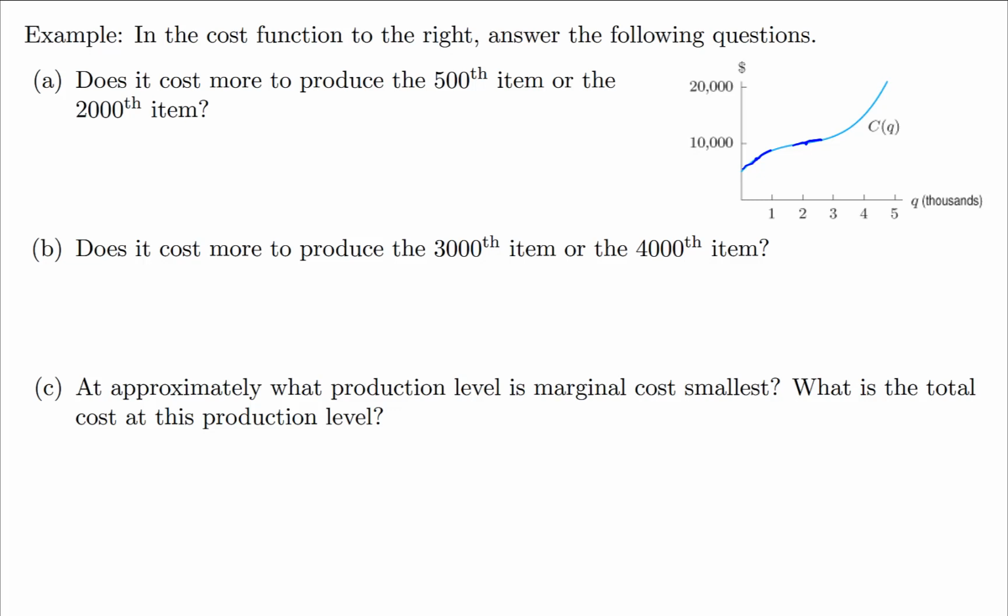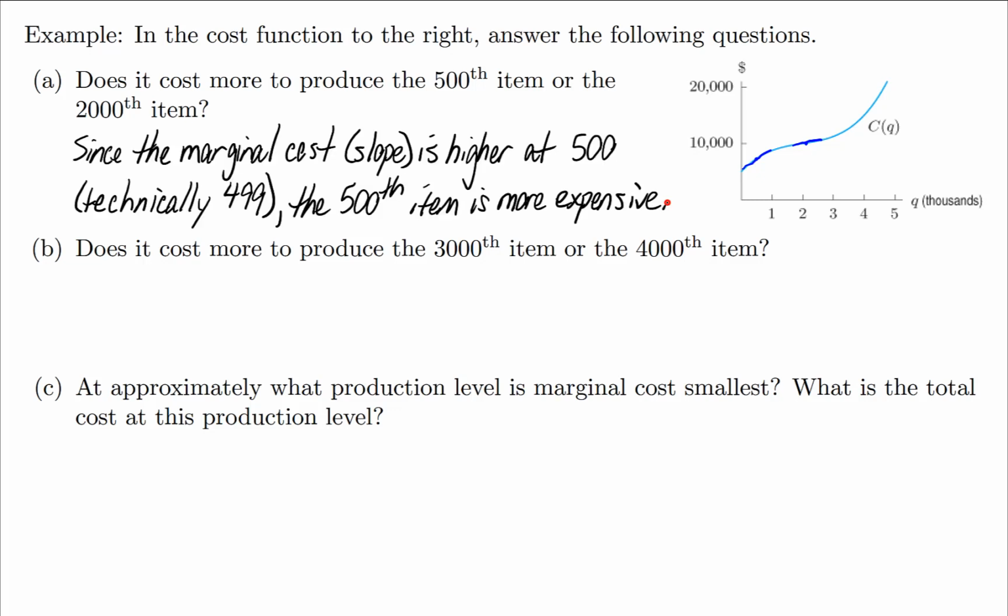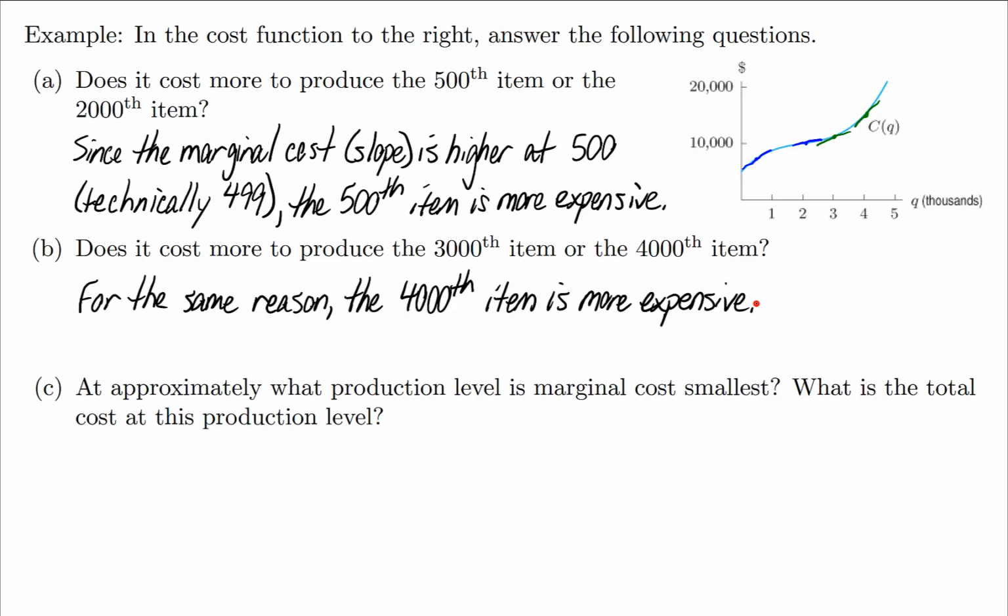Notice that the slope at 500 is definitely higher, so the question of which one costs more, it's the 500th item. Since the marginal cost, which we found by looking at slope, is higher at 500, technically 499. Like I said, think about the next. Regardless, the 500th item is definitely more expensive by considering those slopes. Let's do the same thing with 3,000 and 4,000. I've drawn in a couple more segments in green to represent these. Now if you notice, the 4,000 has a higher slope than 3,000. So for the same reason, the 4,000th item is more expensive.